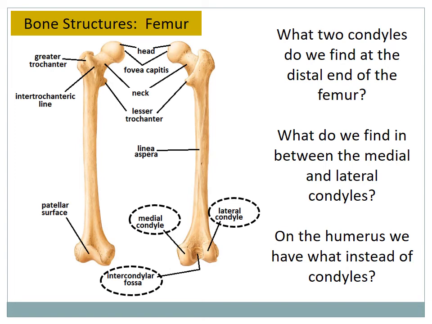Now, these are condyles in the femur. On the humerus, what did we have? We didn't have condyles. We had epicondyles. Very good. So on the humerus, we had epicondyles. On the femur, we have condyles. No real easy way to remember this. They're just different based on whether they are in the upper limbs or on the lower limbs.